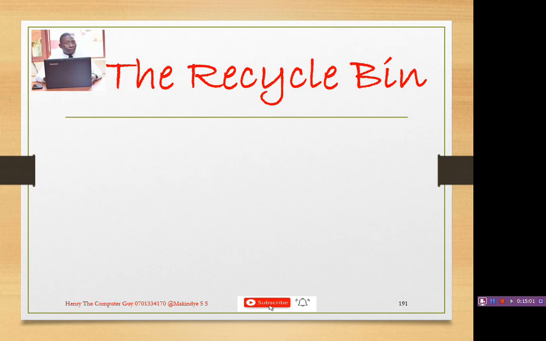And we have the recycle bin. We have said that when you delete something, it goes to your recycle bin. But if you delete it permanently, it won't even appear in the recycle bin. That's when you use the shift and the delete.